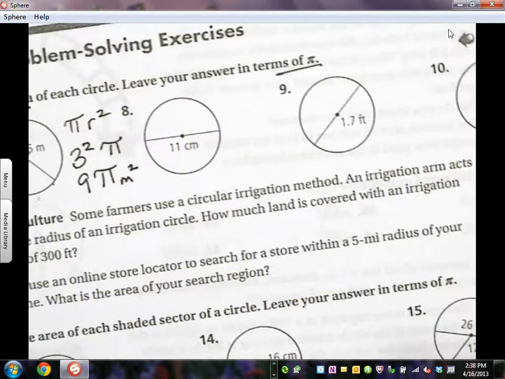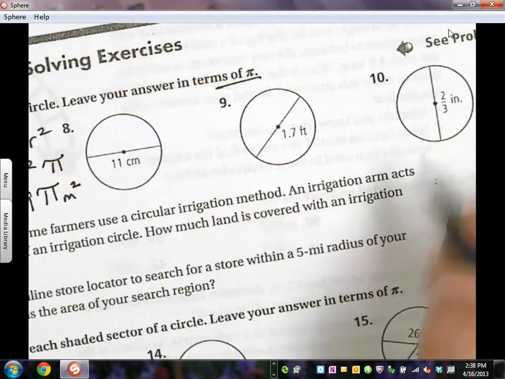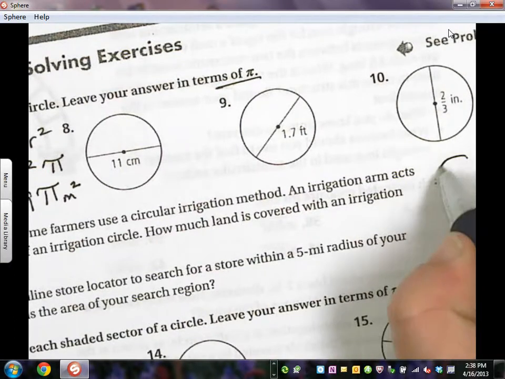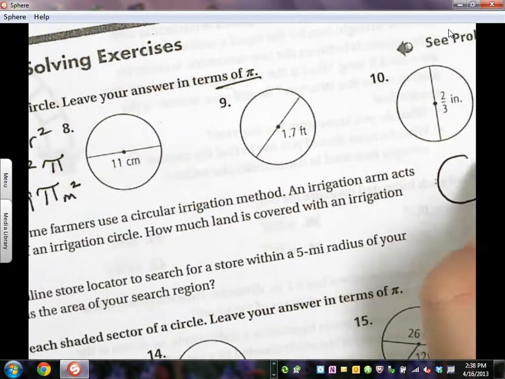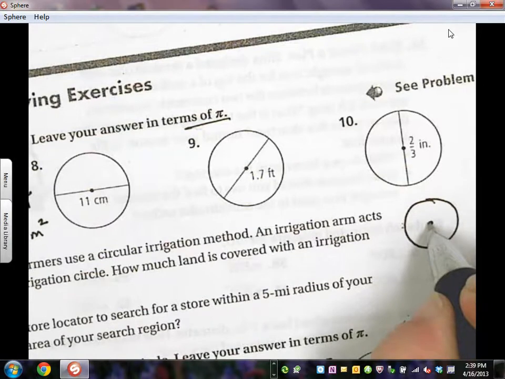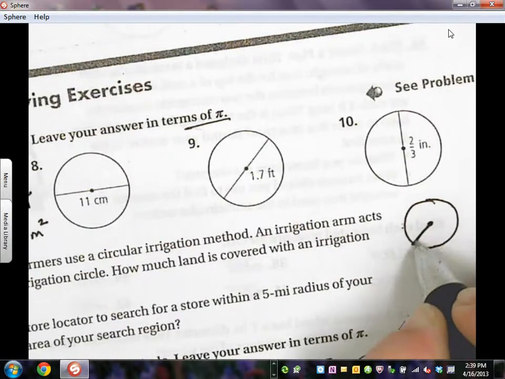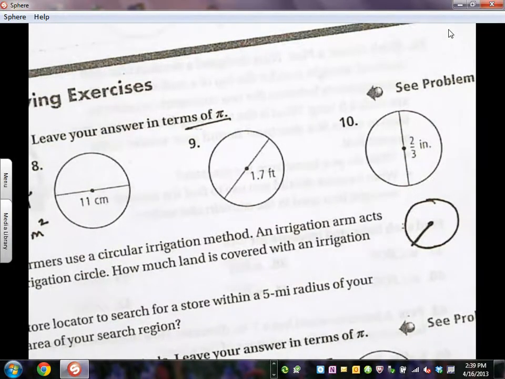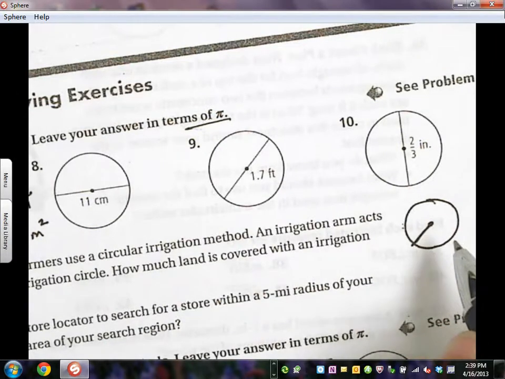11 is a word problem. It says some farmers use a circular irrigation method. So I know there's going to be a circle. An irrigation arm acts as the radius. So those of you that have never really been in the country, they have these great big machines that spray water out of them, and they can be really long, like 50 yards, and it just moves around a field and it waters. And this one is watering in a circle.